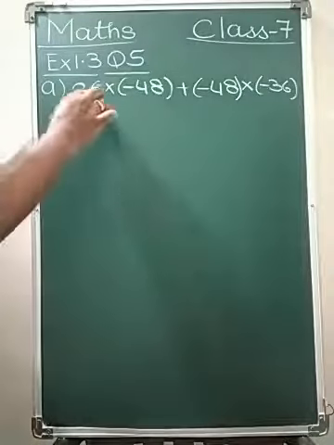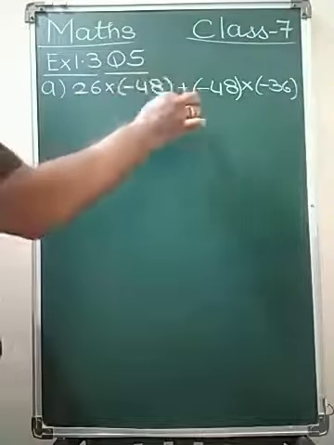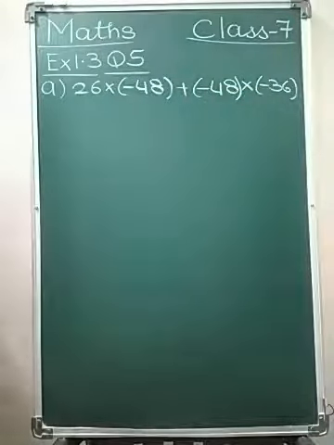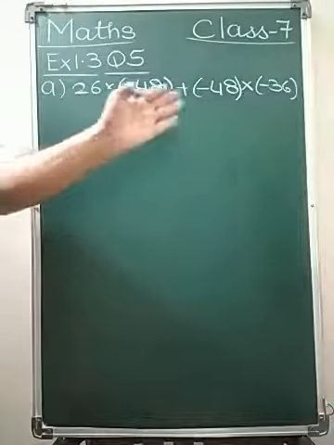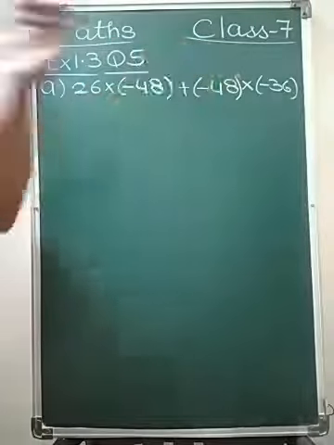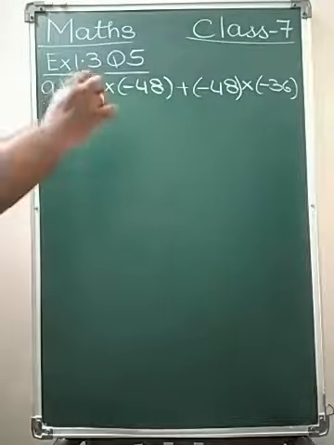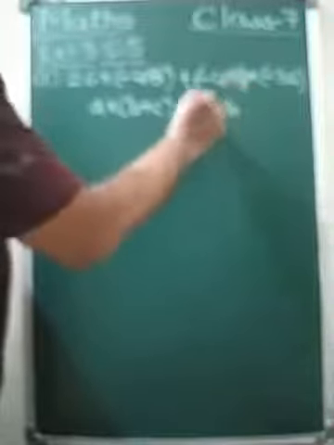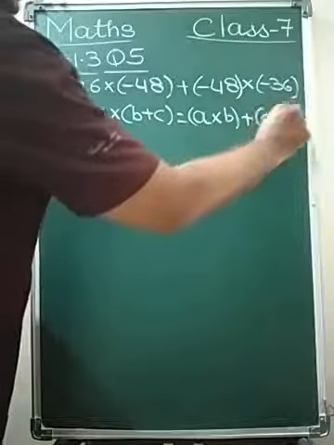Here you can see that multiplication is there, addition is there, and again multiplication is there. Let the integers be positive or negative, but the operations are multiplication, addition, and multiplication. So for this you should use the distributive property, because it is only in the distributive property that we have multiplication and addition both. The distributive property says a multiplied by (b plus c) equals a multiplied by b plus a multiplied by c.